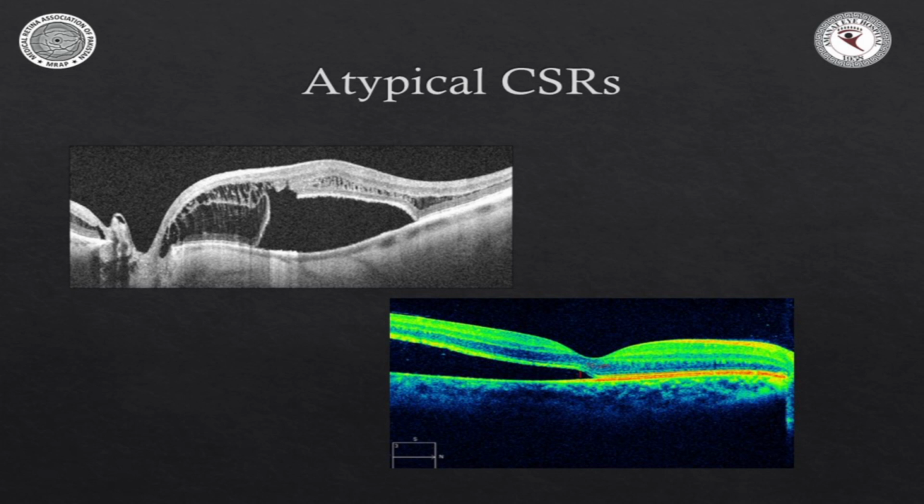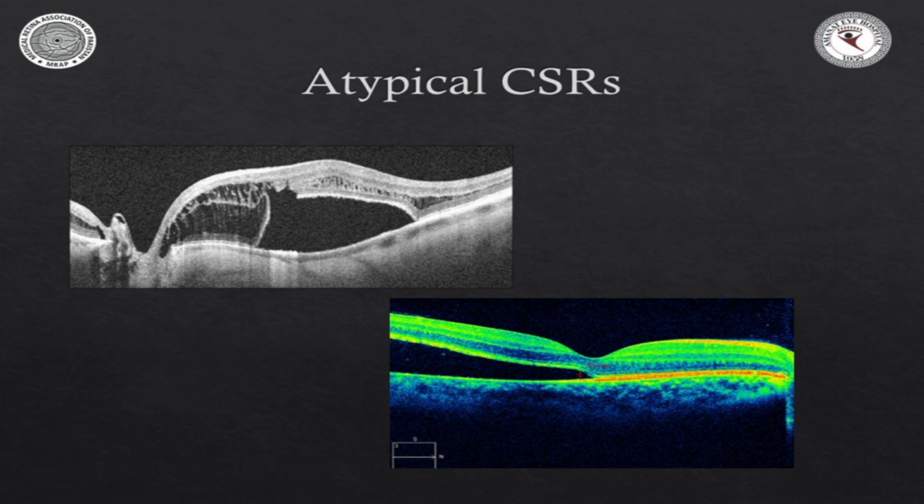So when you can't see the peripheral extent of the CSR, do not diagnose CSR unless you've done a peripheral retinal examination. Choroidal neovascular membranes. We look at lesions like this on an OCT and you're almost sure that this is a CNV.